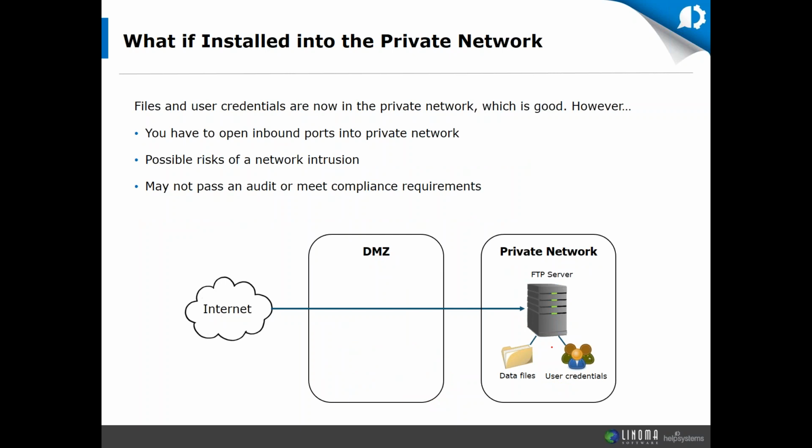So some organizations have moved their FTP servers along with the associated data files and user credentials into the private network. And this has a lot of benefits, except that it would traditionally require that ports be opened into the private network to accomplish this. And this could create a potential pathway for attacks into that private network. And since auditors and security professionals don't like to see any ports opened up, this has really created a big dilemma for organizations that want to host their own FTP server.